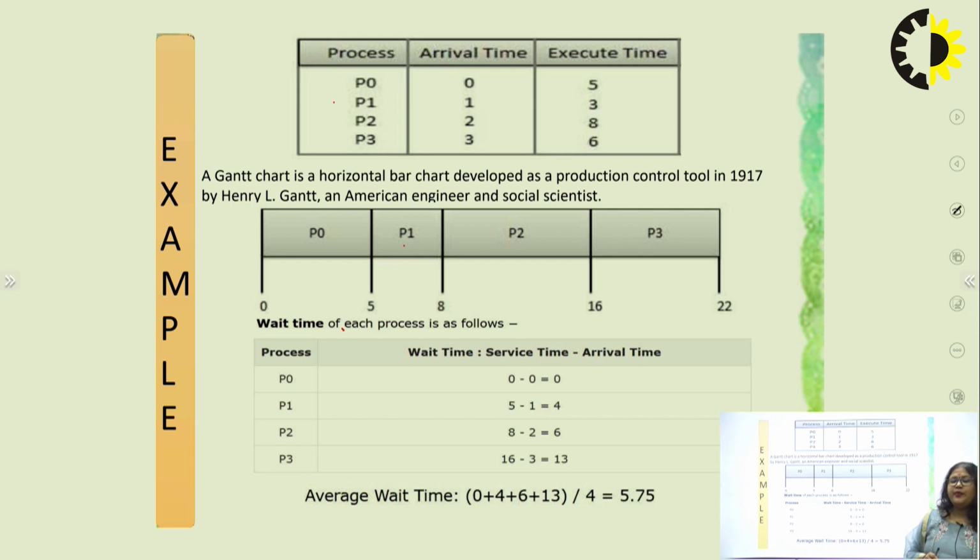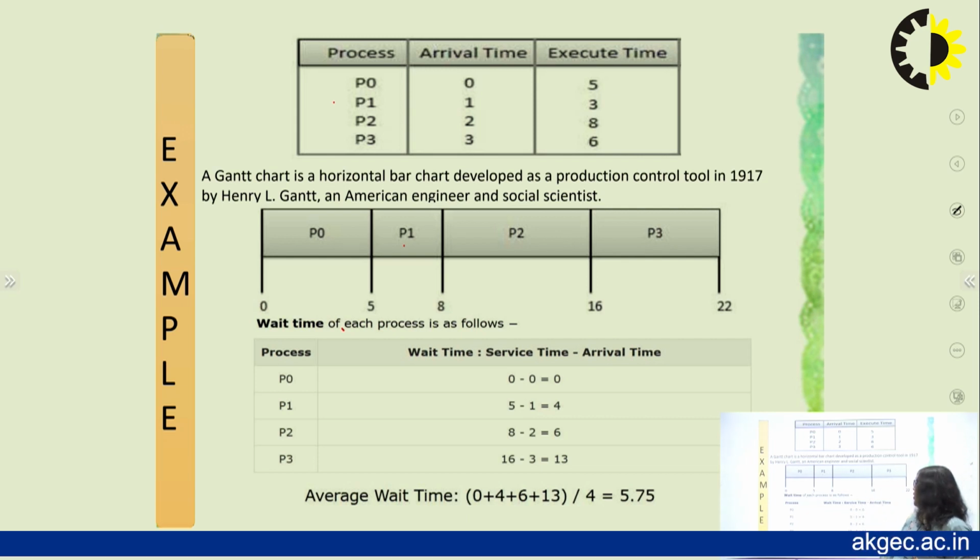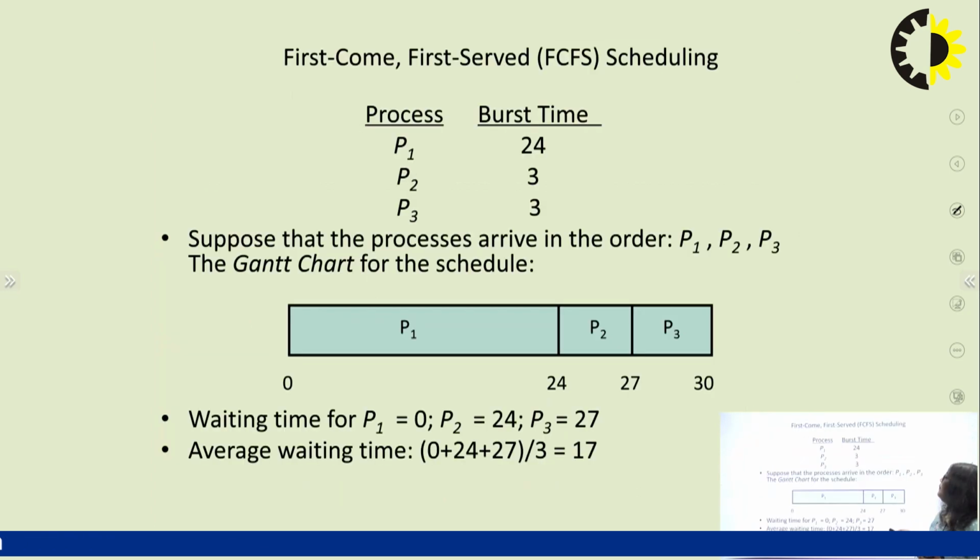The average waiting time for these processes: we add all the waiting times and divide by the number of processes n. So this is 0 plus 4 plus 6 plus 13 divided by n, and the value of n is 4 in this case. So it is 5.75. So this is the FCFS basically.